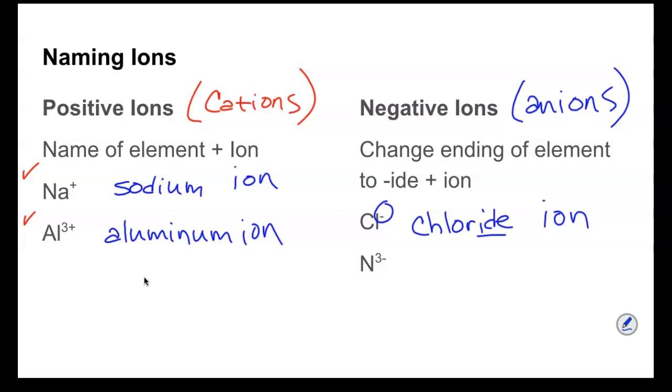Okay, over here, we've got N3 minus, it's negative. That's nitrogen. But the negatives, we change the ending. The anions we change. So we're going to call that the nitride ion. Remember, the positives, we don't change.